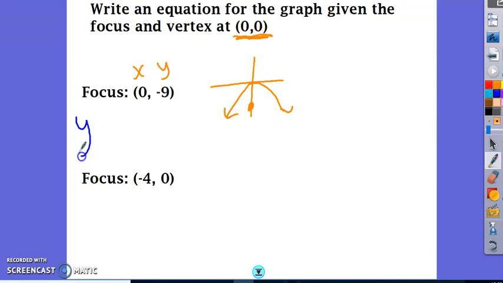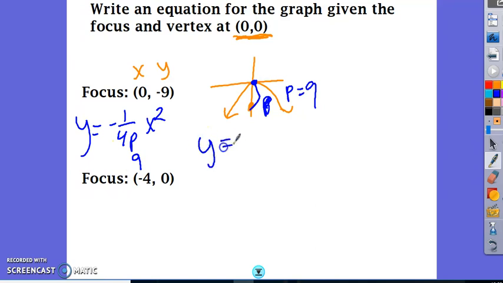So my general equation would be y equals -1/4p x squared, where p is the distance from the center to the focus. In this case, from 0 to -9 would be a distance of 9. So plugging 9 in for p, my equation would be y equals -1/36 x squared.